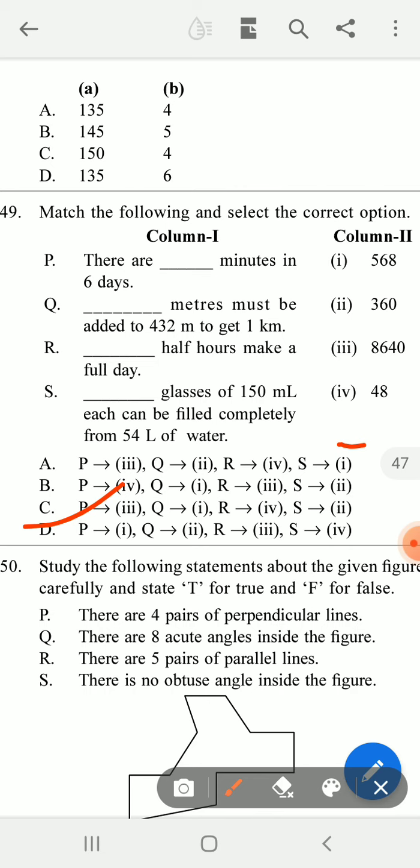Now Q is 1. Dash meters must be added to 432 to get 1 kilometer. 1 kilometer means 1000 meters. So 360 plus 432 gives 1000. R, dash half hours make a full day. So how many half hours make a full day? You can easily find out. 4, R4, answer 48.